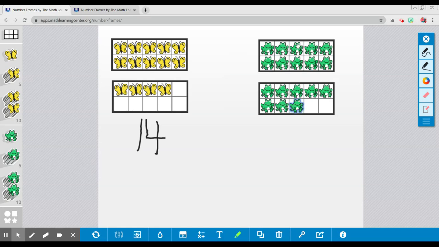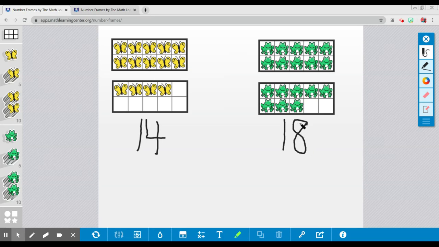She knows that her 10 frame is filled up here. So she's going to start counting here with this frog. And what number is she going to say? Very good. She's going to say 10. So 10. What comes next? 11, 12, 13, 14, 15, 16, 17, 18. So now she's going to write the number 18. Okay, a 1 and an 8 for the number 18.